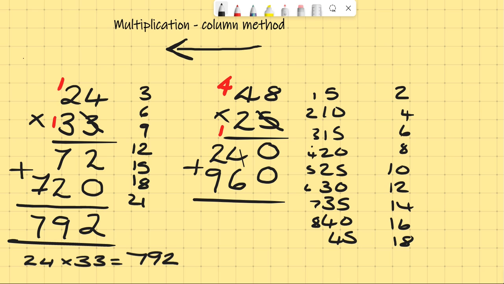So then we add these up, 4 and 6 is 10, carry the 1, 9, 10, then 12. So 48 times 25 is 1,200.